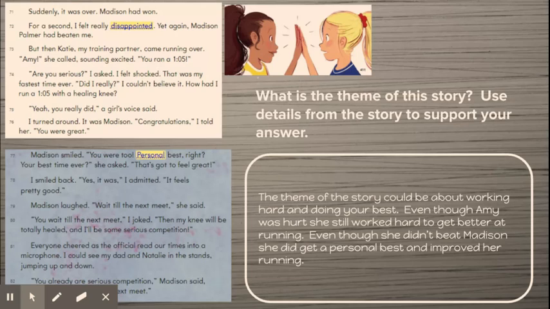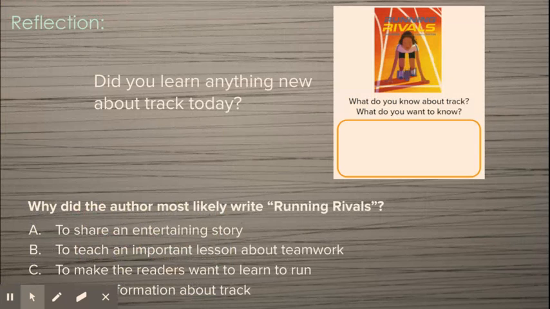Maybe you're not a track runner, but maybe there is something else that you are working towards as a goal and you want to get there. And so this can be a reminder to push yourself a little bit further, to work a little bit harder to get to that goal. All right, so going back to the beginning, what do you know about track and what do you want to know? Was there something new that you learned today?